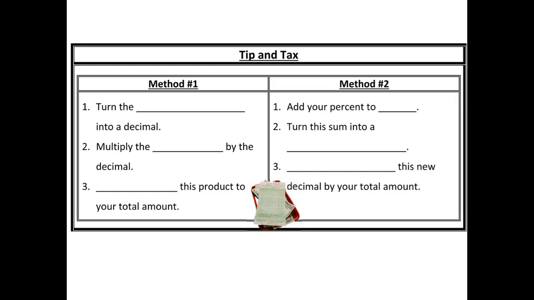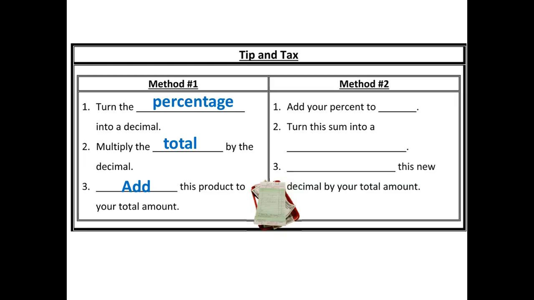Method 1, I start by turning the percentage into a decimal. I'm going to take this decimal and multiply it by my total, or my original amount, my original cost. I'm going to add this product to the total amount, that original value that I started with. In this case, we're finding the extra amount that we're paying, or the extra amount that this value has grown, and then we're adding it to the original value, or the original total amount. Students make errors with this method because they forget to add the value to the original total.